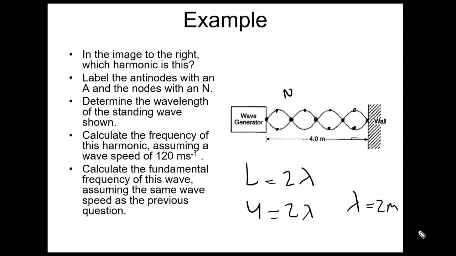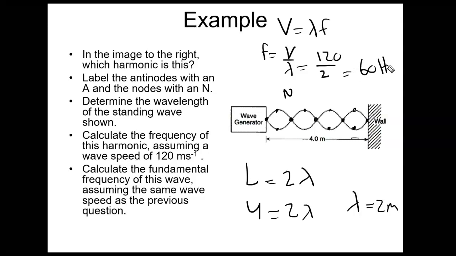The fourth question says, calculate the frequency of this harmonic assuming a wave speed of 120 meters per second. Okay, so remember that V equals lambda times F. So we're looking for F, assuming that we know V and lambda, which we do. V is given as 120 meters per second, and the wavelength is 2, so that would be 60 hertz.